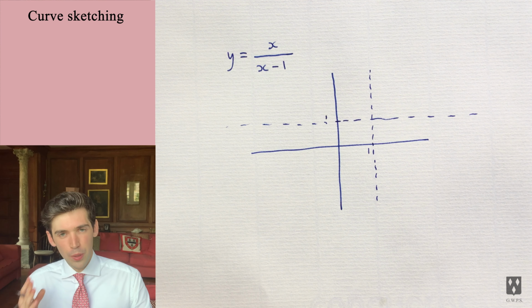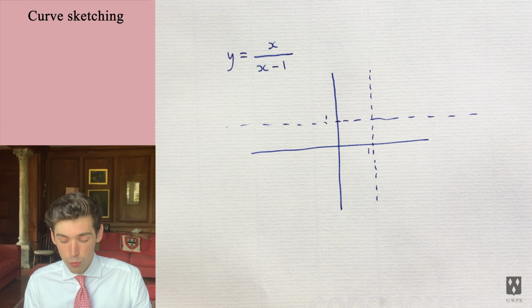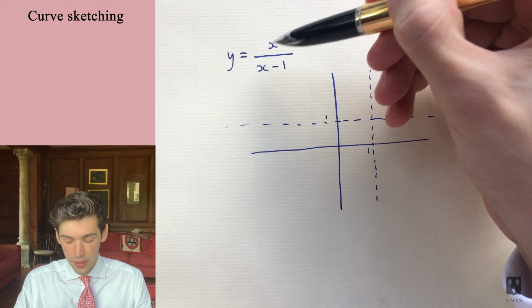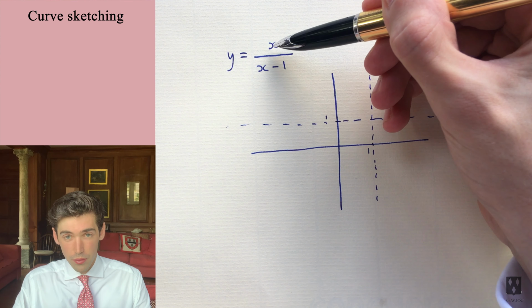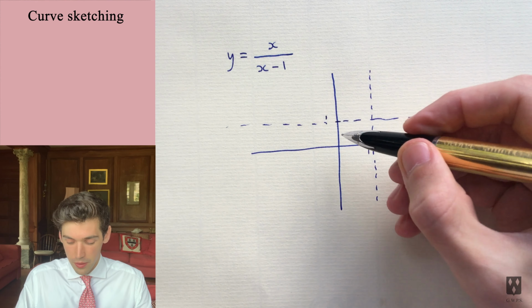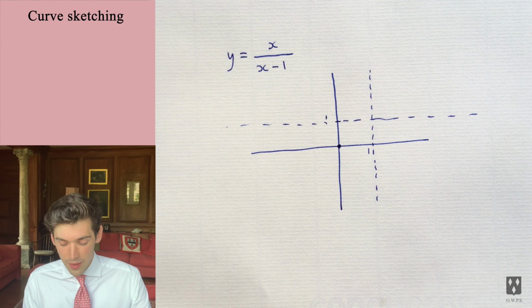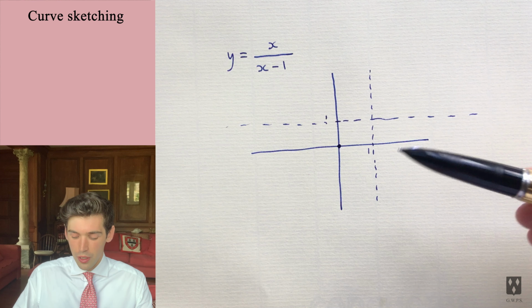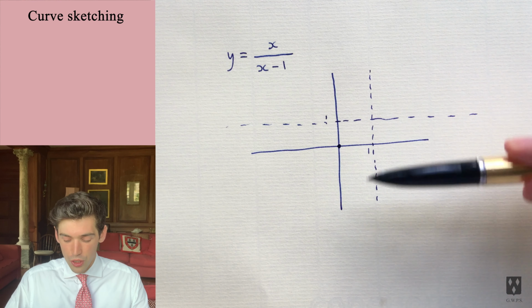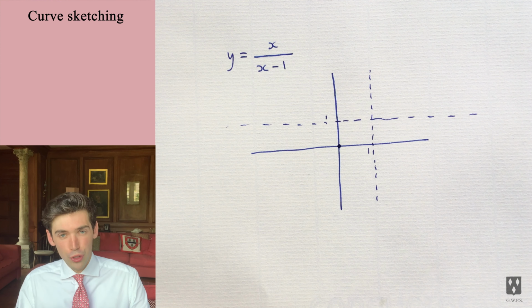Okay, and a bit like before, and this is generally advice for all curve sketching, it's worth just working out what happens when x is 0. And in this case, when x is 0, you get 0. You get 0 over something, so that's 0. In this case, it's actually a root because it's where the graph crosses the x-axis. That's what a root is.